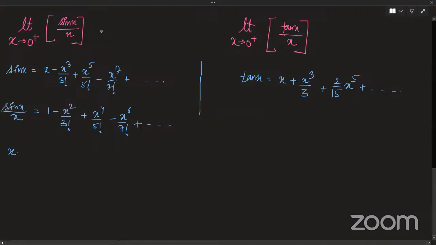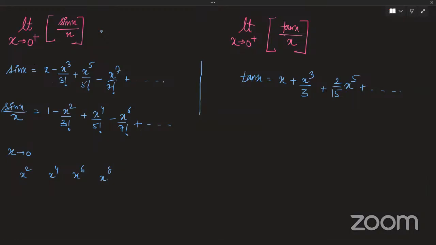If x is tending to 0, I have a list of terms. I have x square, I have x raised to 4, I have x raised to 6, x raised to 8. Which of these will be the largest? Is x square or x raised to 8 larger?